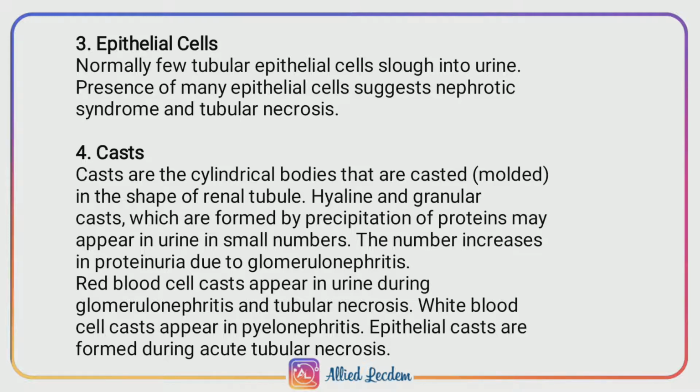Cast. Casts are the cylindrical bodies that are molded in the shape of renal tubule. Hyaline and granular casts, which are formed by precipitation of proteins, may appear in urine in small numbers. The number increases in proteinuria due to glomerular nephritis. Red blood cell casts appear in urine during glomerular nephritis and tubular necrosis. White blood cell casts appear in pyelonephritis. Epithelial casts are formed during acute tubular necrosis.